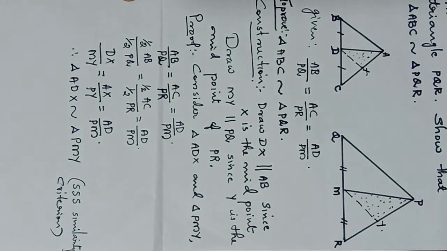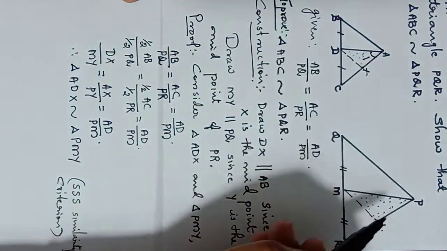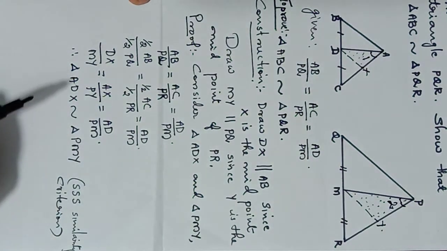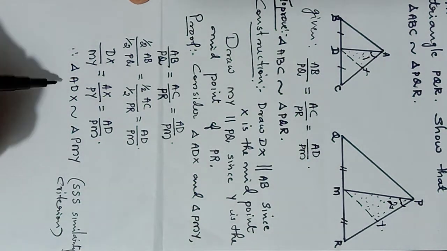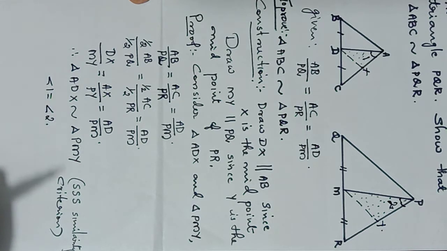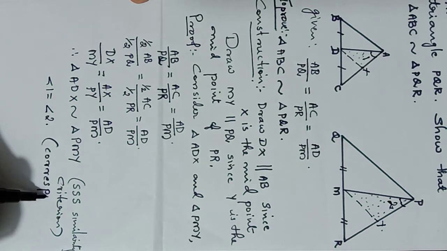What is the use of taking such similarity? Let me mark this as angle 1 and this as angle 2. So if two triangles are similar, corresponding angles are equal. So angle 1 is equal to angle 2. Corresponding angles of similar triangles.